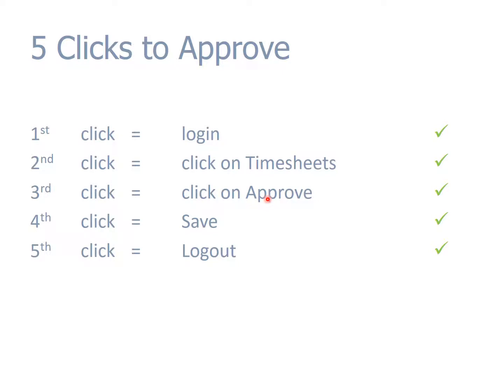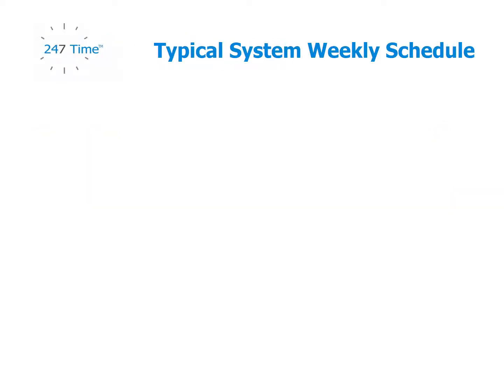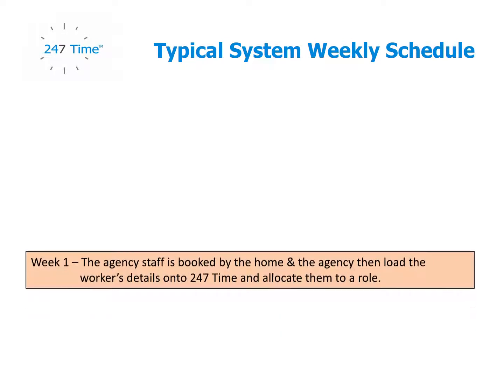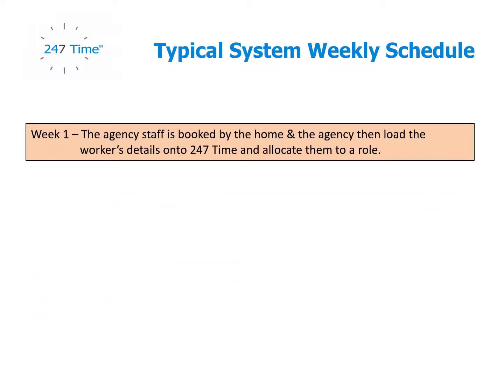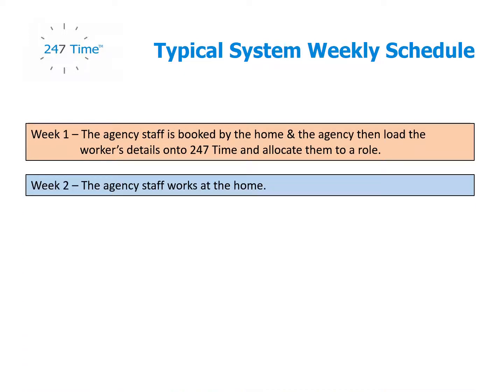Click on approve for those particular timesheets, click on save, and then just go and log out, and it's as simple as that. So the typical weekly schedule is that the agency staff go in and you will book the staff from a particular agency to work at your particular home. Next week the candidate goes and works at the home, and our working week is Monday through to a Sunday. So that's the working week.